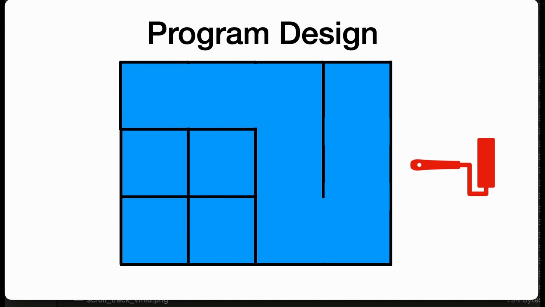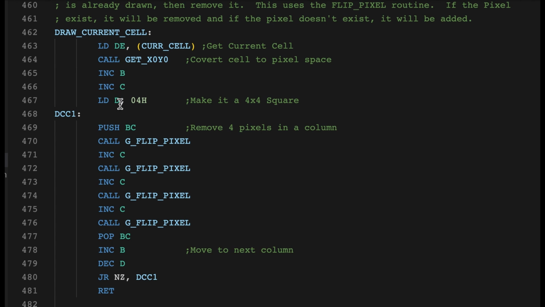So I won't go through all the code, but here are some of the highlights of how I got the algorithm to work on the Z80. Drawing the current cell on the screen, or something that looks like a cursor, this is how I wrote the procedure to draw the current cell on the screen. Firstly, I get the current cell location in DE, and then I convert it to pixel space. So now BC is the actual pixel location on the screen. I increase B and C because I wanted to make it within the boundaries of the 5x5 cell location. So now it will be a 4x4 cell.